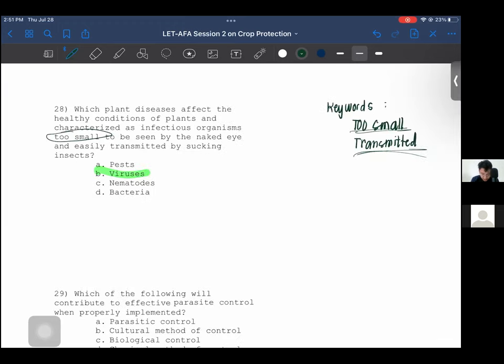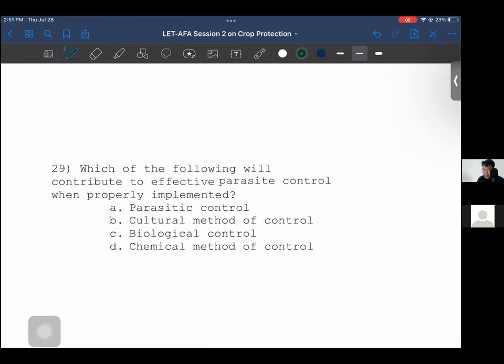Next, here, which of the following will contribute to effective parasite control when properly implemented? So, in this question, from the question itself, we can easily pinpoint what is the answer, which is letter A, which is parasitic control. It says there, which of the following will contribute to effective parasite control when properly implemented? All of those things can be implemented. You can do cultural method of control, biological method of control, chemical method of control, in a general crop protection measure, but the question is looking for parasite control. Thus, the best answer for this item is letter A, which is parasitic control.